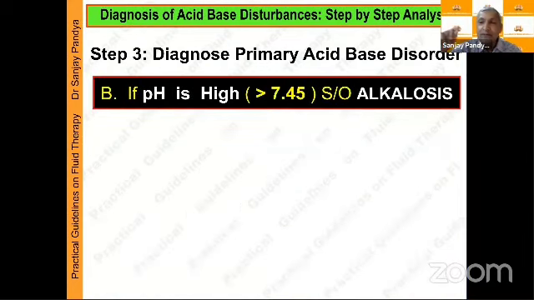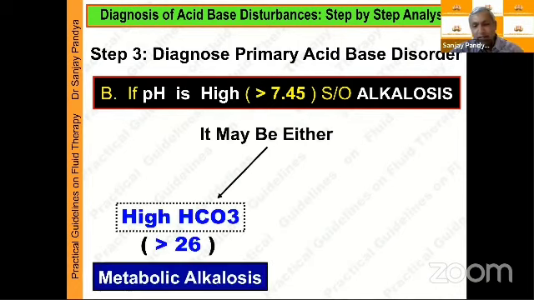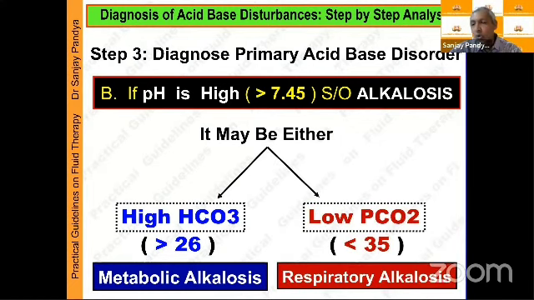Likewise, if the pH is greater than 7.45 and our diagnosis is alkalosis, again look at the bicarbonate. If the bicarbonate is high, our diagnosis is metabolic alkalosis. If it is not high, look at the PCO2, and if the PCO2 is low, our diagnosis is respiratory alkalosis. So for alkalosis, we have only two causes: with high bicarbonate, metabolic alkalosis; with low PCO2, respiratory alkalosis. Very, very simple.